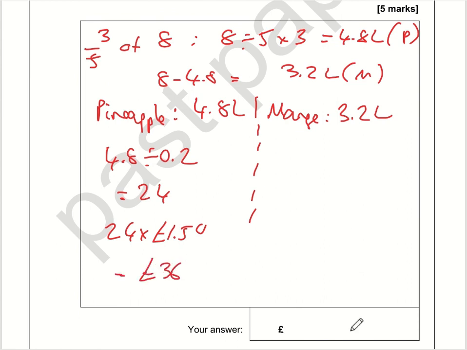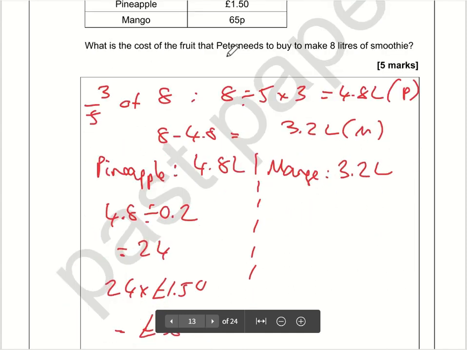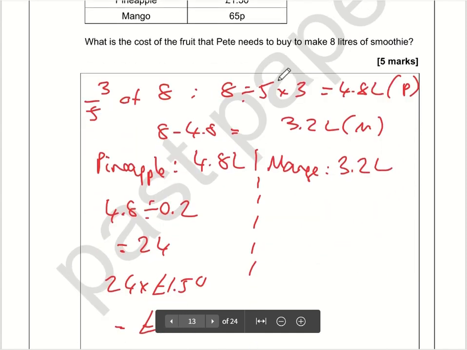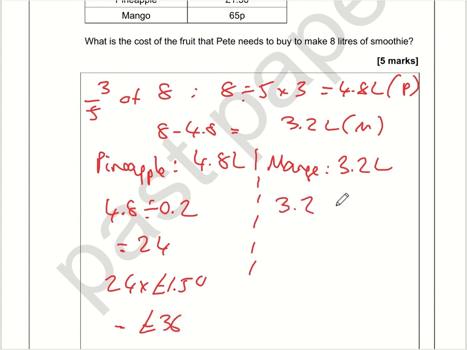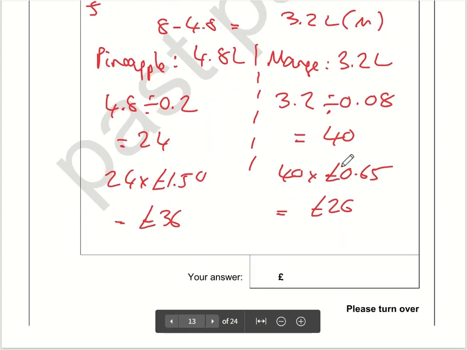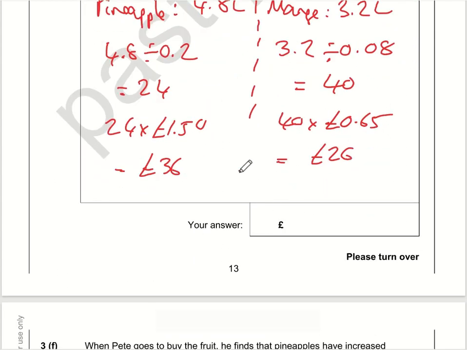Now mangoes, that was 0.08 litres per fruit, so how many 0.08s go into 3.2? And 3.2 divided by 0.08 is 40, so we want 40 fruits, and 40 times 65p, or let's turn that into pounds and pence, 40 times £0.65 is £26. So therefore the total cost is going to simply be 36 plus 26, and that is £62.